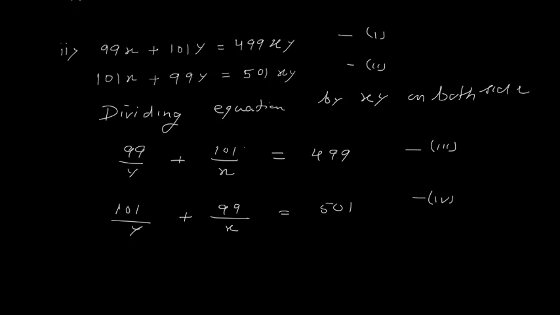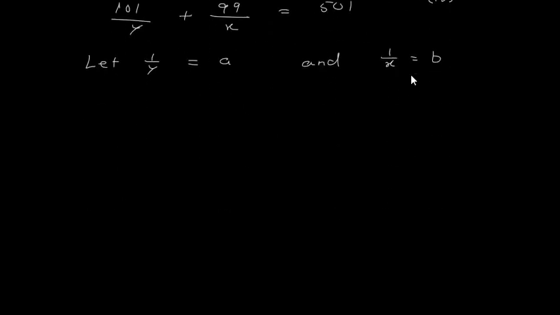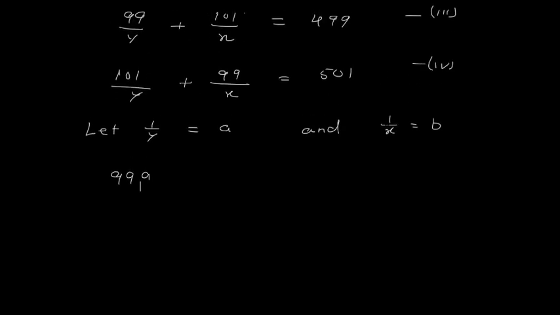Okay, now let 1 upon y be a and 1 upon x be b. We get 99a plus 101b is equal to 499, and 101a plus 99b is equal to 501. These are, say, equation number 5 and 6.